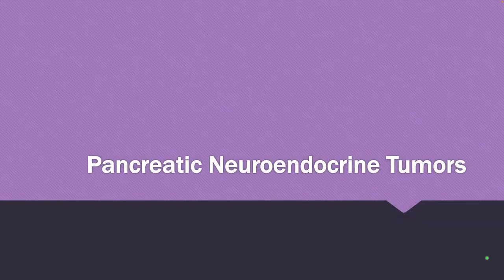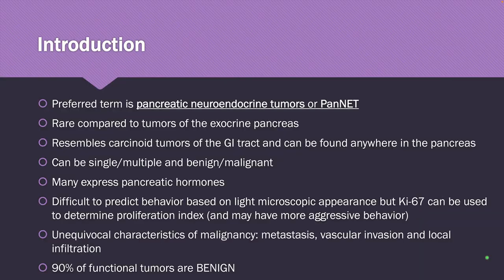So for the next part of this lecture, we'll be talking about PanNET or pancreatic neuroendocrine tumors. Now, these are rare compared to the tumors of the exocrine pancreas. They mainly resemble the carcinoid tumors of our GI tract and can be found anywhere. Body, head, or tail ng pancreas mo. It can be found anywhere on the organ.